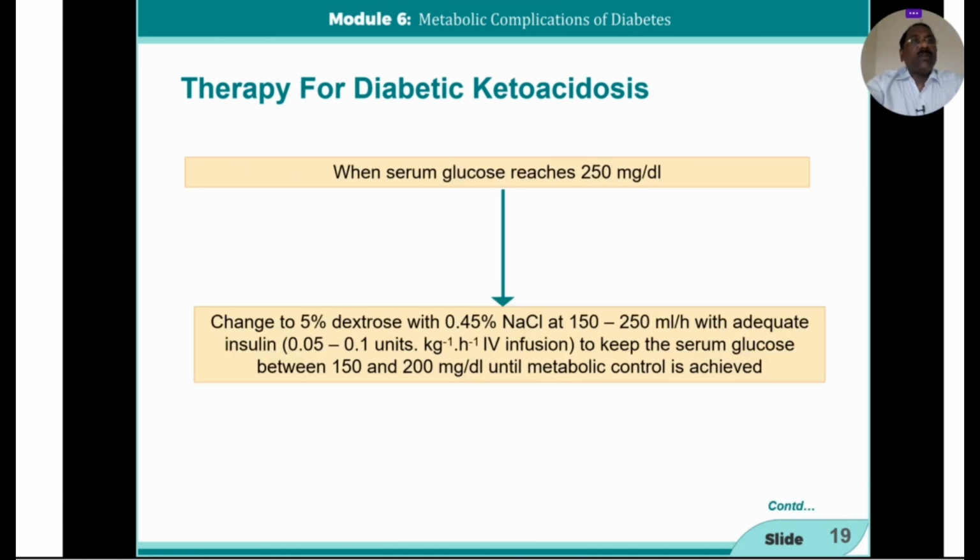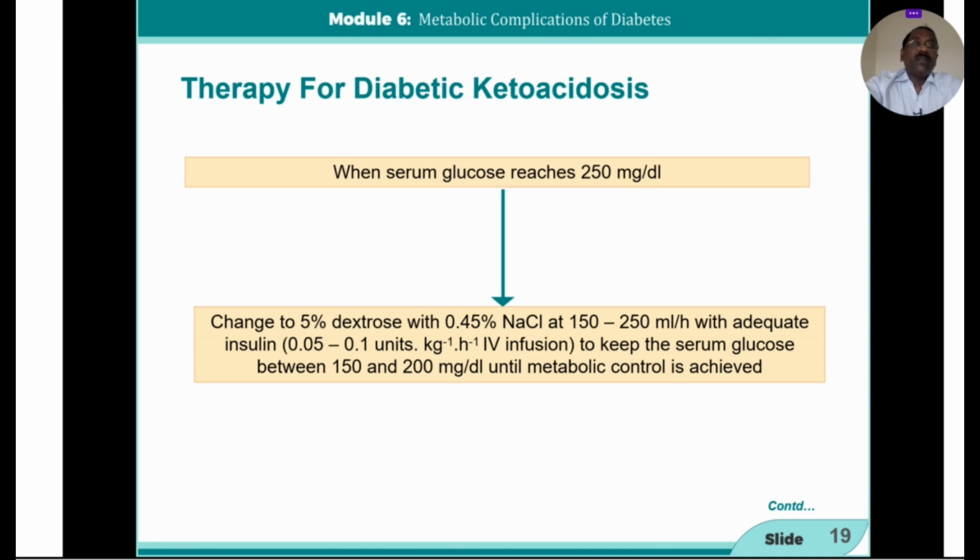So every 1 hour you check the blood sugar. Suppose the blood sugar is not coming down, you have to increase the dose of the insulin. Suppose the blood sugar is very rapidly reducing, you have to reduce the dose of the insulin. Suppose the patient gets hypoglycemia, then stop it and give dextrose. Suppose the blood sugars are under good control, maybe 150 or 200, then you can maintain the same dose. That is how. So the fluids are very important.